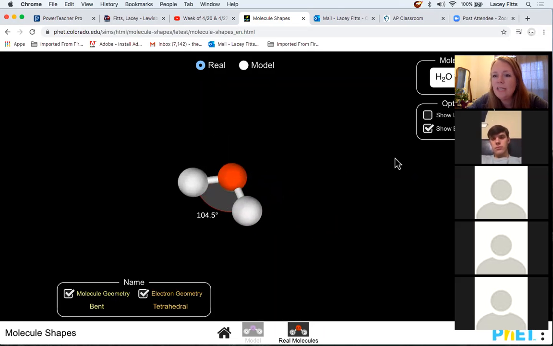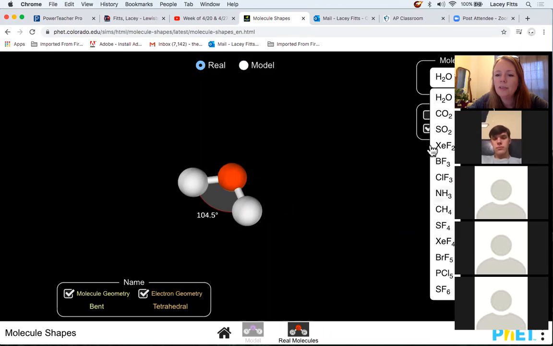Basically, the activity that's in the packet is already laid out for you. It tells you exactly what to do. You can have model atoms, or you can have real molecules. You can pick from a list. You can play with some of these and see what they look like.